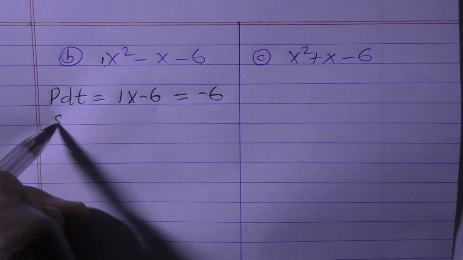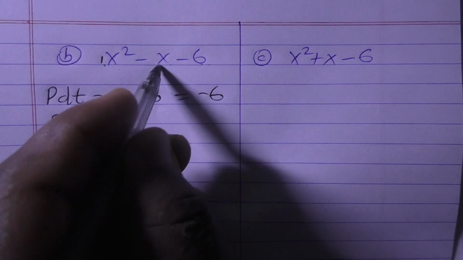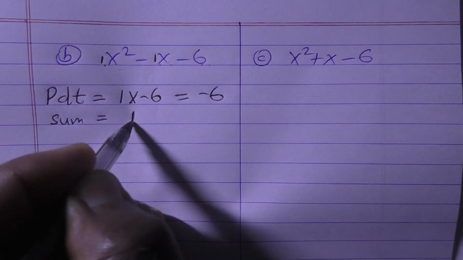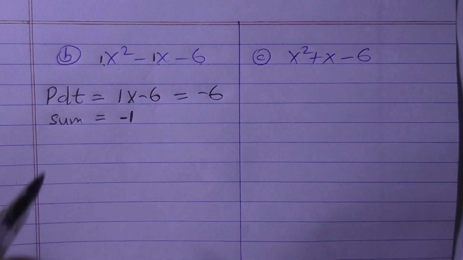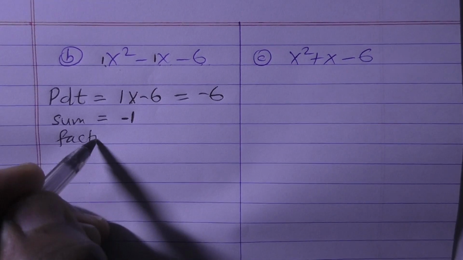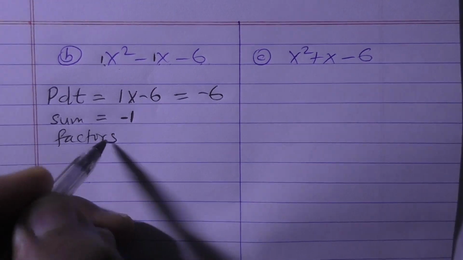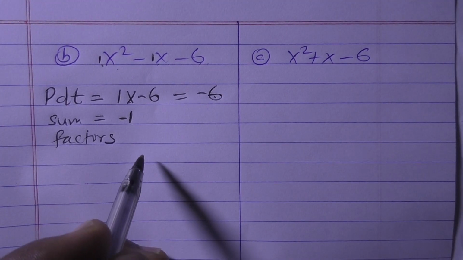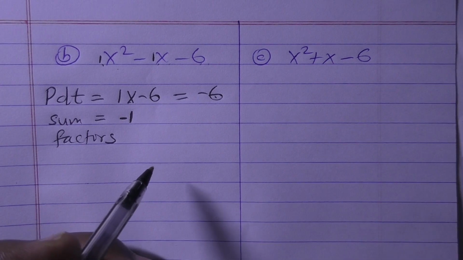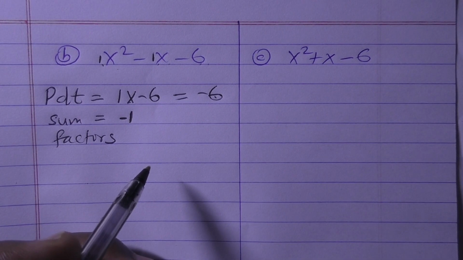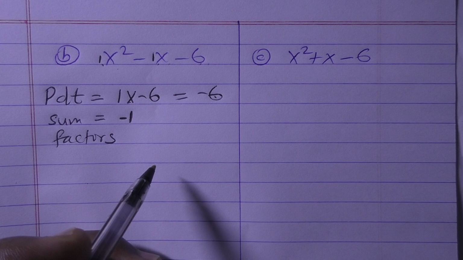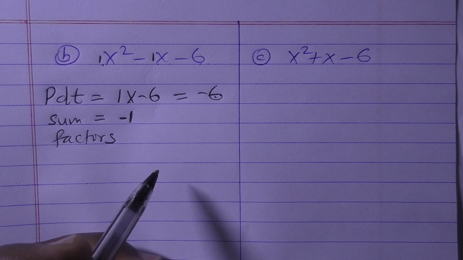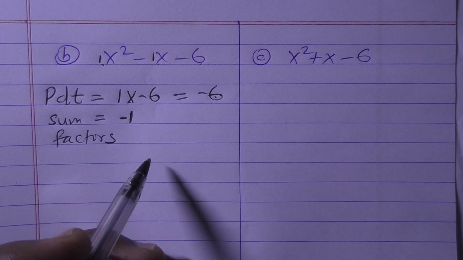Then the sum is the coefficient of x. There is a silent 1, so we write 1, but it's negative. So we look at the factors that we multiply to get negative 6 and add to get negative 1. We look through the factors of 6. We have 1 and 6, we have 2 and 3. So how do we play with them to find a sum of negative 1?